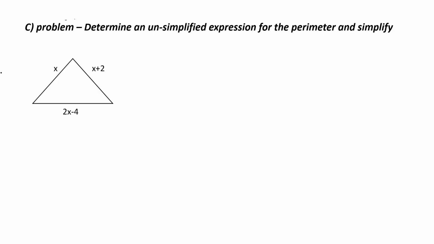Our final question is a problem. We are asked to determine the unsimplified expression for the perimeter and simplify. Well, what is perimeter? Perimeter is the distance around the object. So how do we find perimeter? Well, we add all the sides together. Now, notice each side is a polynomial. Therefore, I'm going to put them in brackets to start with.